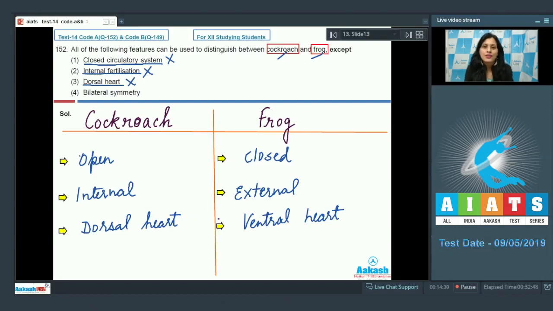The last feature given is bilateral symmetry, and based on this, we cannot differentiate between cockroach and frog, so this is a correct answer to our question because both frog and cockroach exhibit bilateral symmetry. So the correct answer to this question is option number 4. Let's discuss our next question.